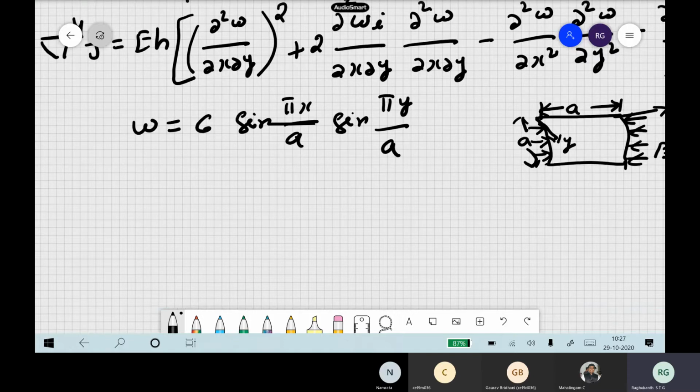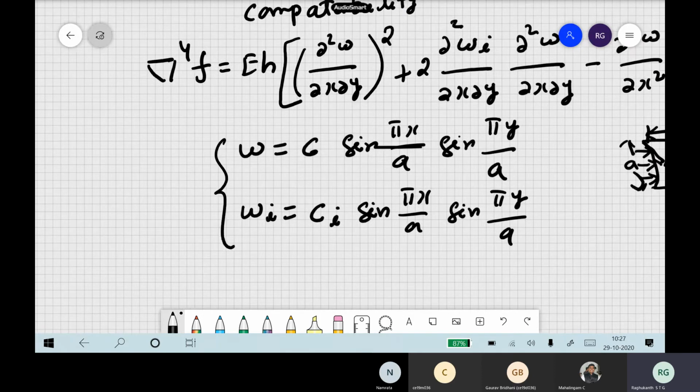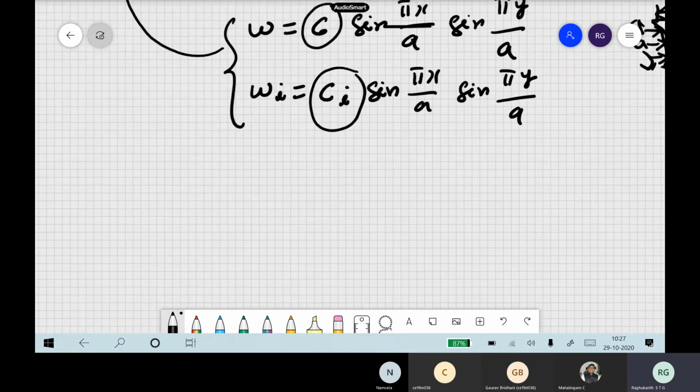So the deflection can be written like this, and the imperfection we also write as some ci sine pi x by a, then sine pi y by a itself. Just for simplicity, the imperfection is also more or less like your sine wave itself. So now you substitute in these expressions, and you have to solve for c and ci. And of course your f contains a non-homogeneous part, so you have this particular integral.